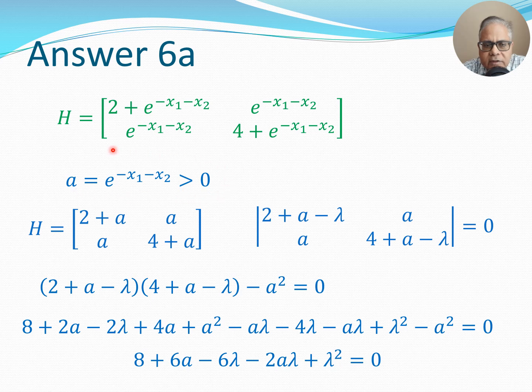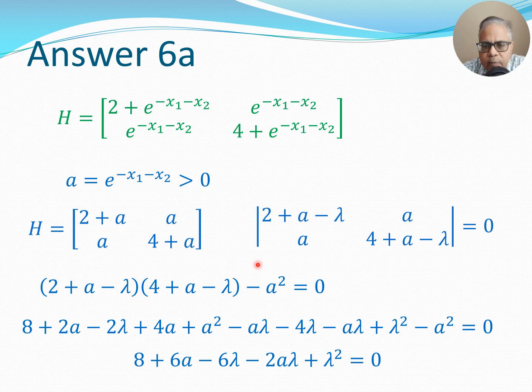And I always remember the fact that A is going to be greater than 0 because the exponential function is always positive. So then I can write H in a form like this, and then I want to find the eigenvalues of H and see if those are both positive. If they are both positive, then this particular function is going to be convex.